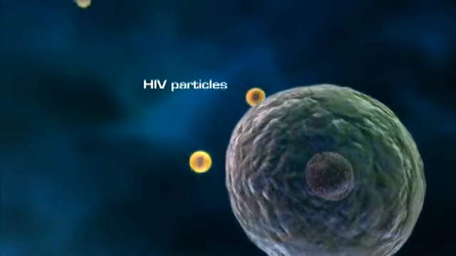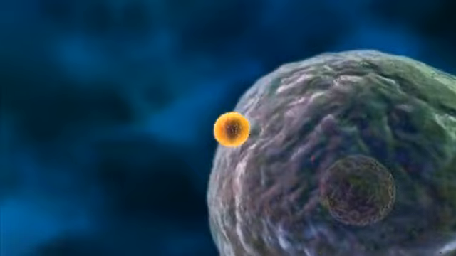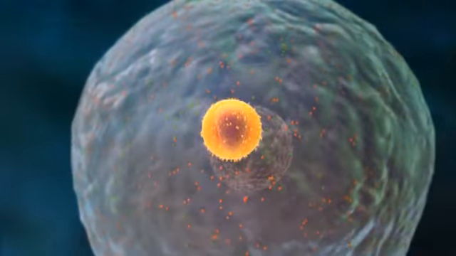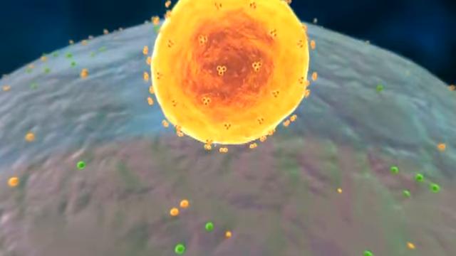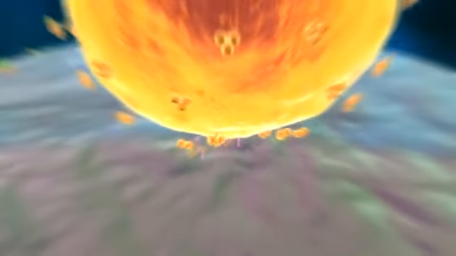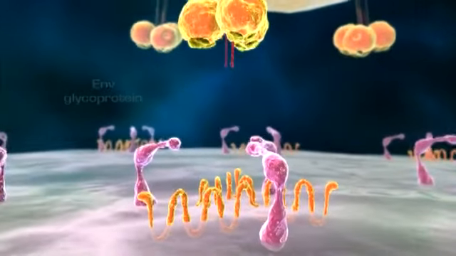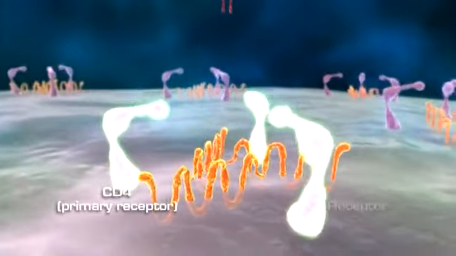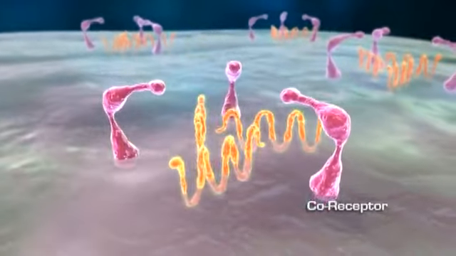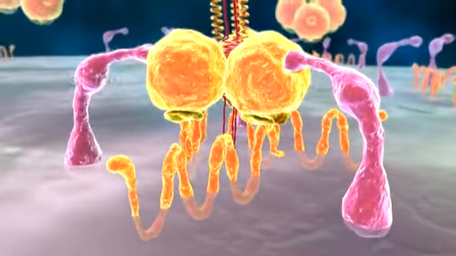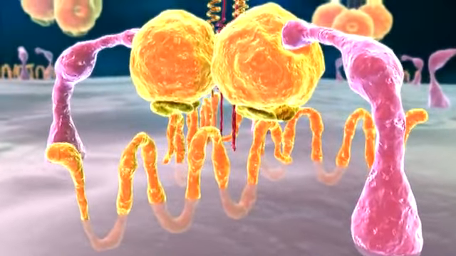The first step in the HIV-1 life cycle is viral attachment to the CD4 T cell surface. The next step is viral entry, which involves a cascade of molecular interactions between the viral envelope glycoprotein and two T-cell surface receptors, a primary receptor and a co-receptor. The GP120 subunit of the envelope protein first binds to CD4, the primary receptor.